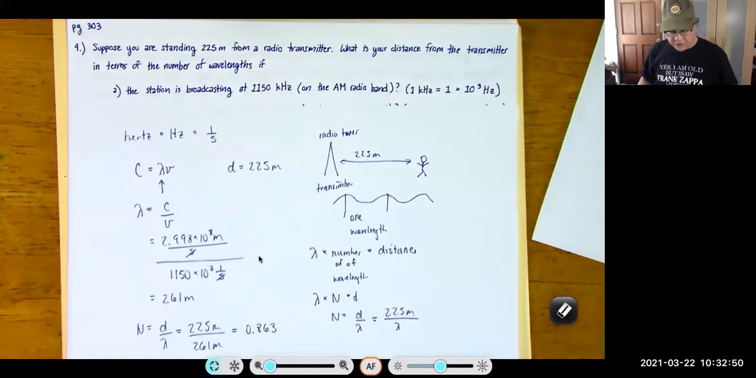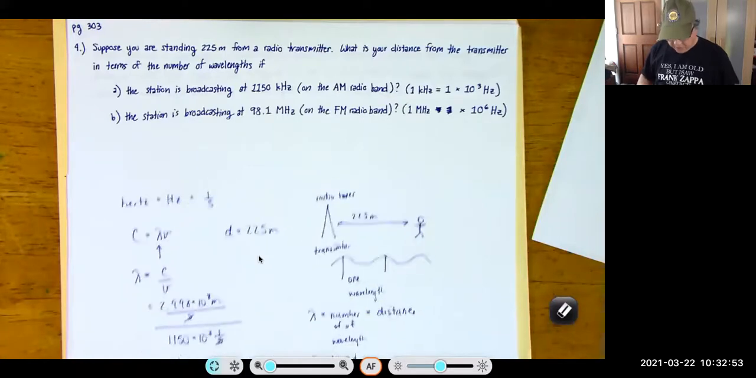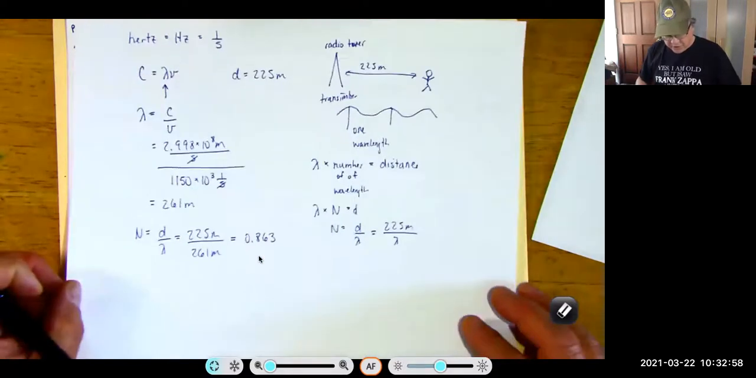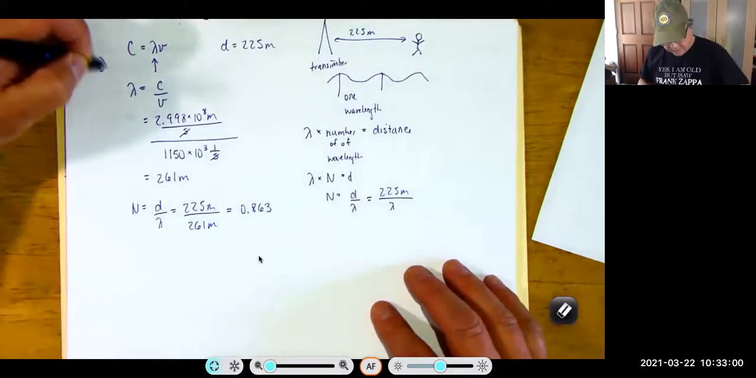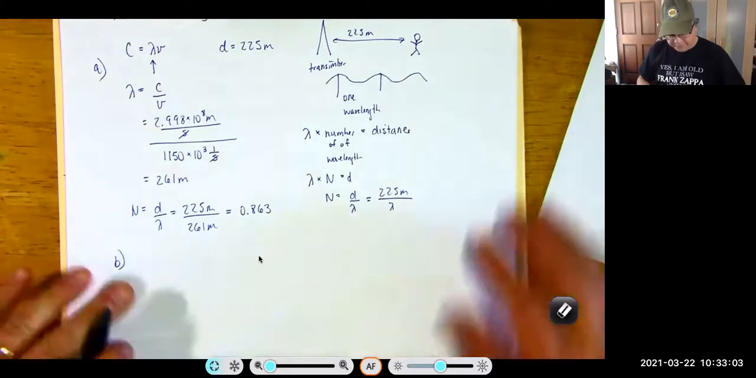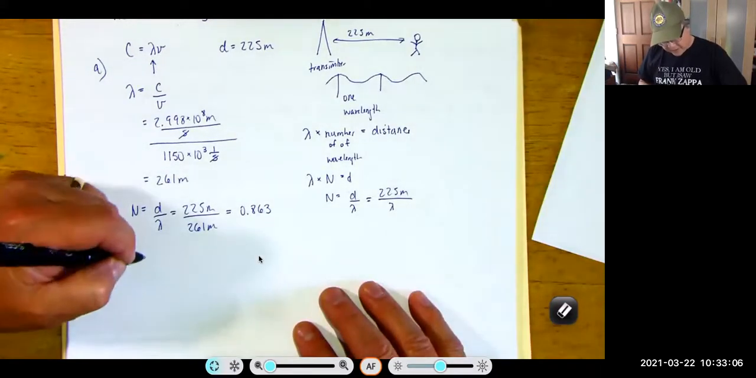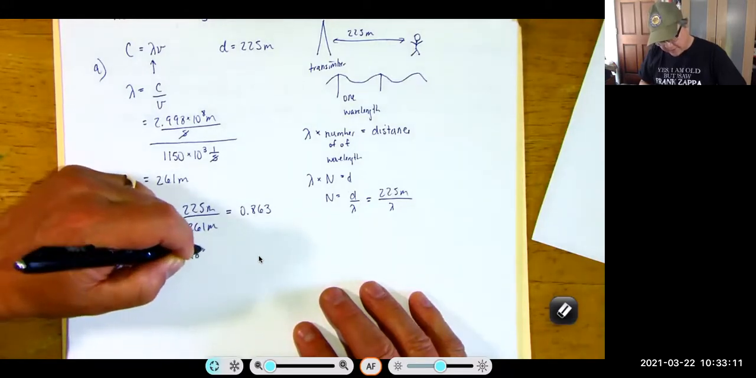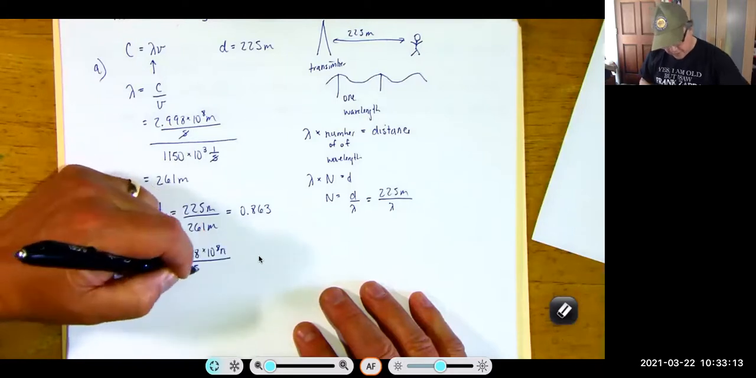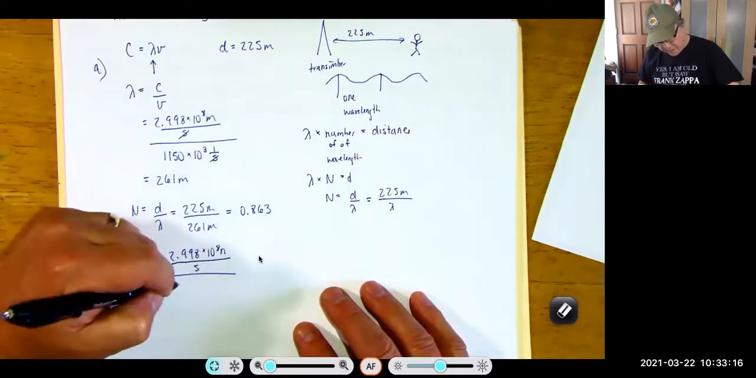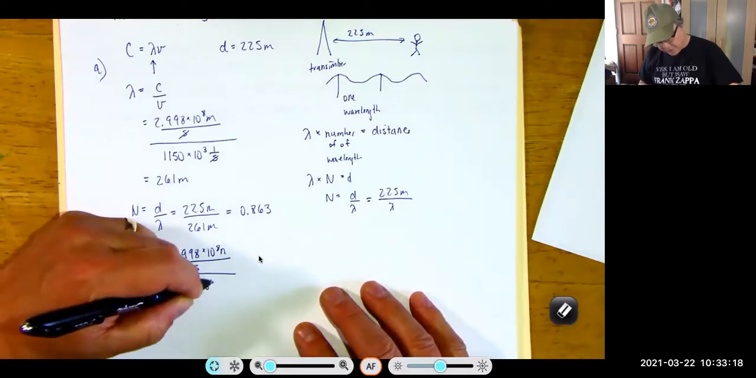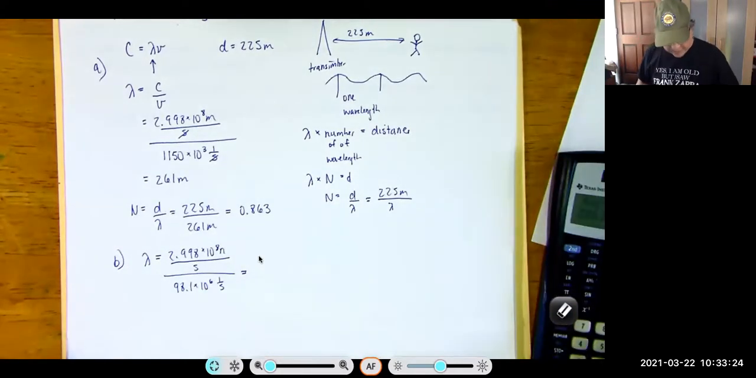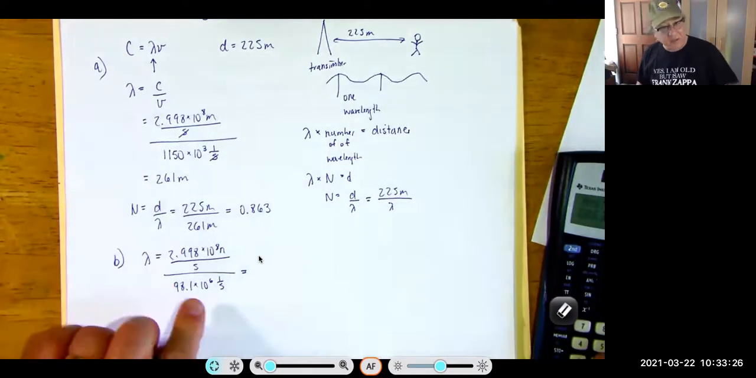The station is broadcasting at 1,150 kilohertz. So what about B? Well, for B, we can use the same information, only we have 98.1 megahertz. So all of this was for A. For B, we can kind of speed it up a bit. That is to say, we can calculate the wavelength is 2.998 times 10 to the 8th meters per second, all over 98.1 times 10 to the 6 per second. When we calculate that, let's see what we get. We're going to get a number that's smaller than this because it's a bigger number on the bottom.